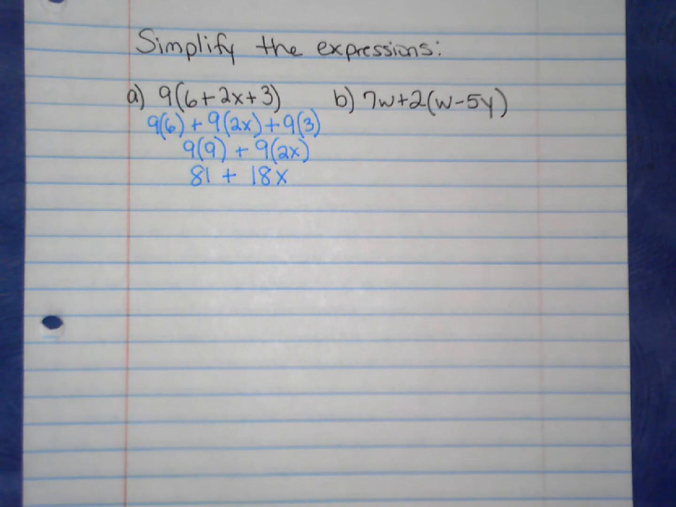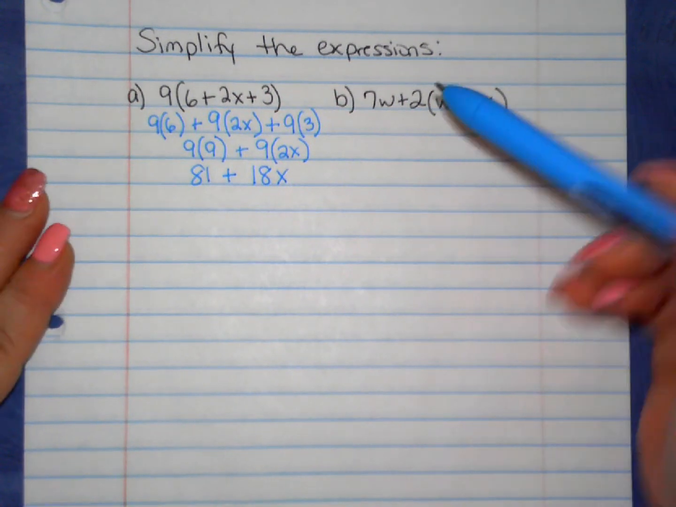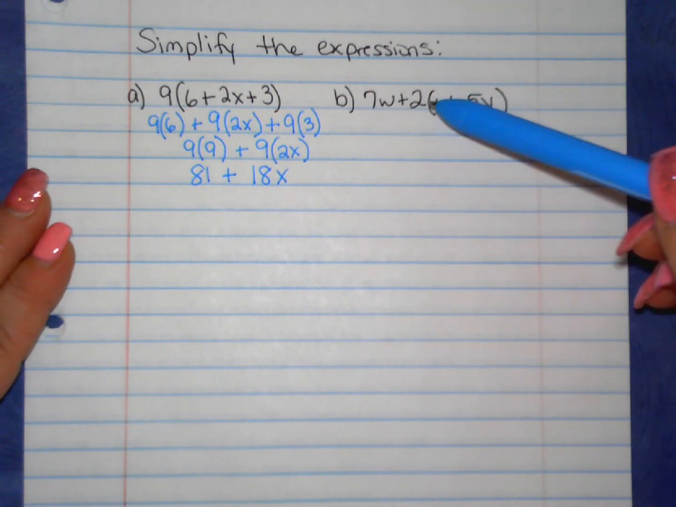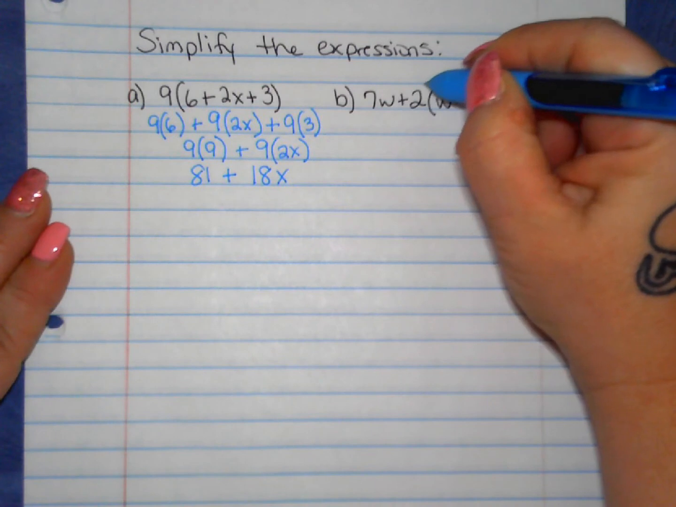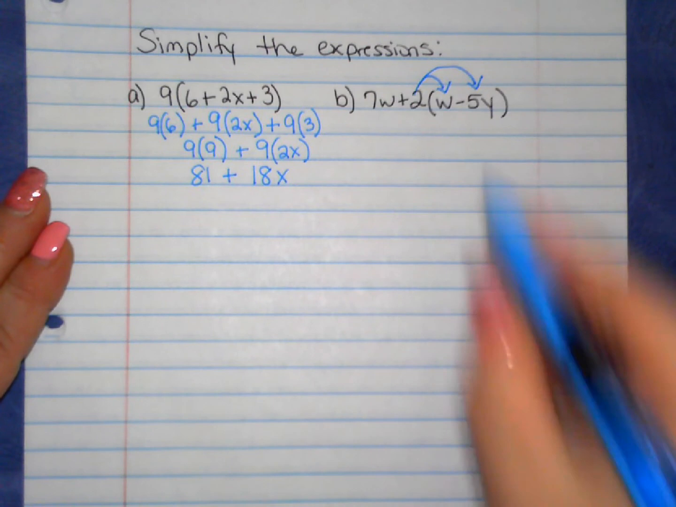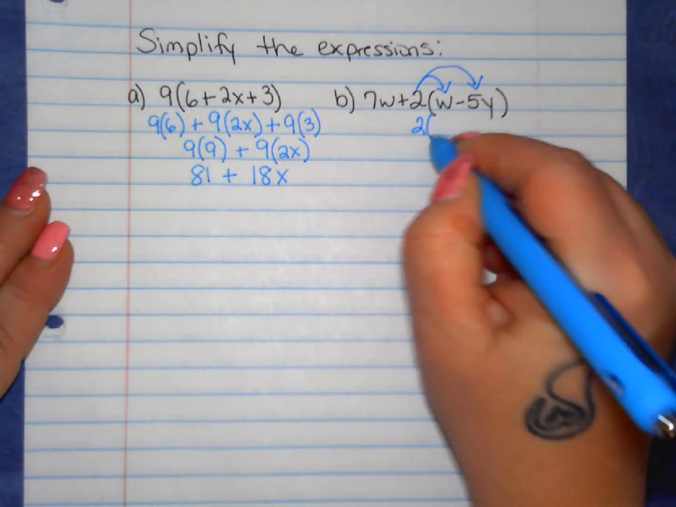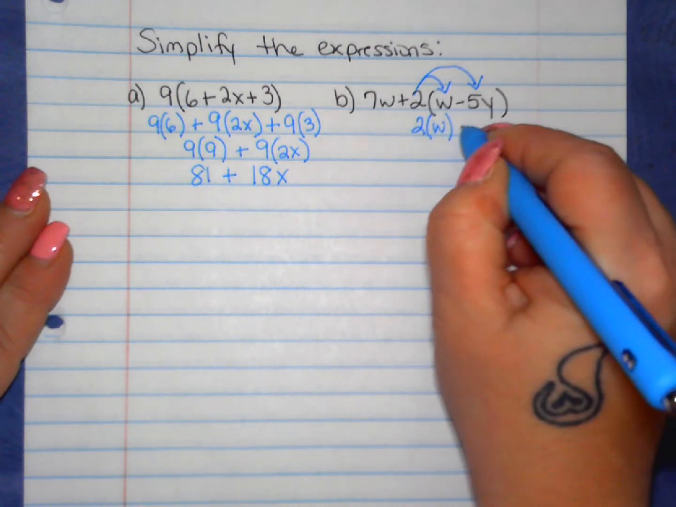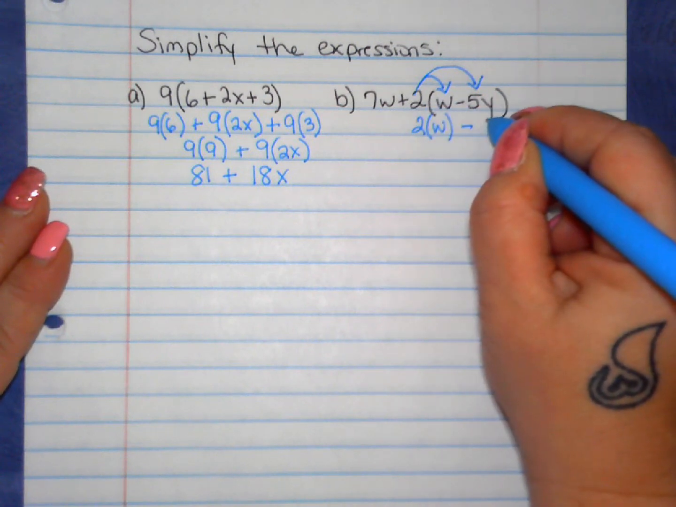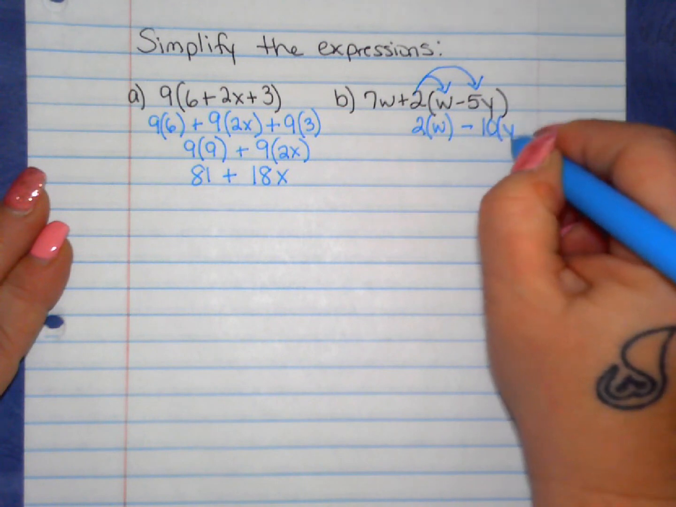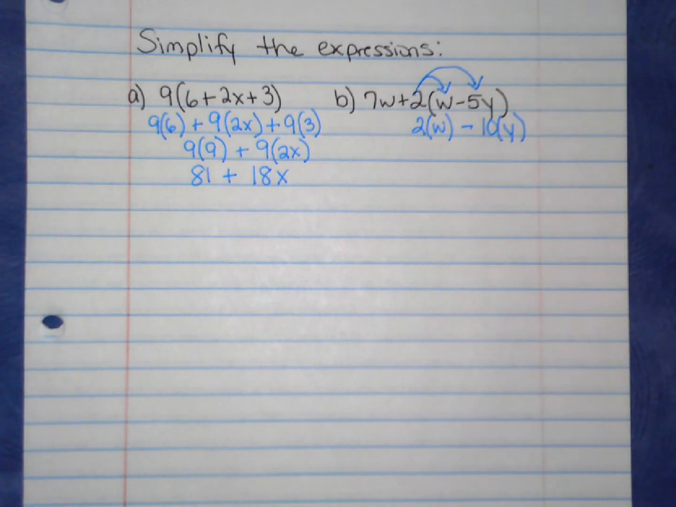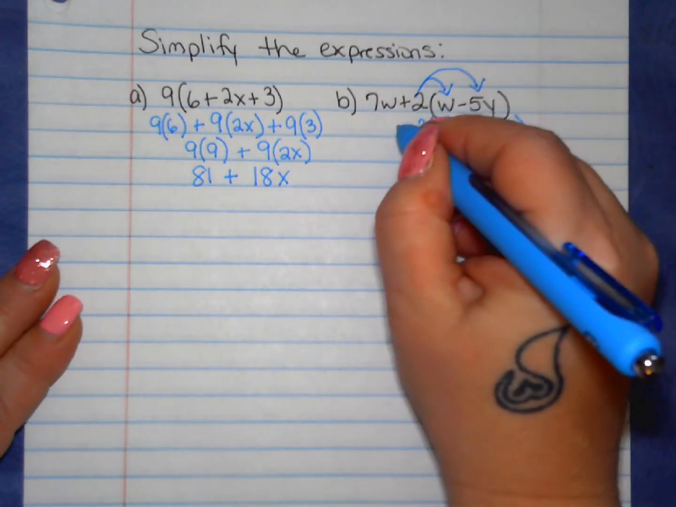All right, here we go again. All right, so I'm going to look at my problem, and I'm not going to do anything quite yet, because what I'm going to first do is distribute my 2. So I can distribute that 2 to both the w and the 5y. So I'm going to distribute 2 times w minus 2 times 5 is 10y. Notice I use the sign that's in there. Make sure you use that sign correctly. Don't think it's always plus. And then I'm going to bring down the rest of my problem.